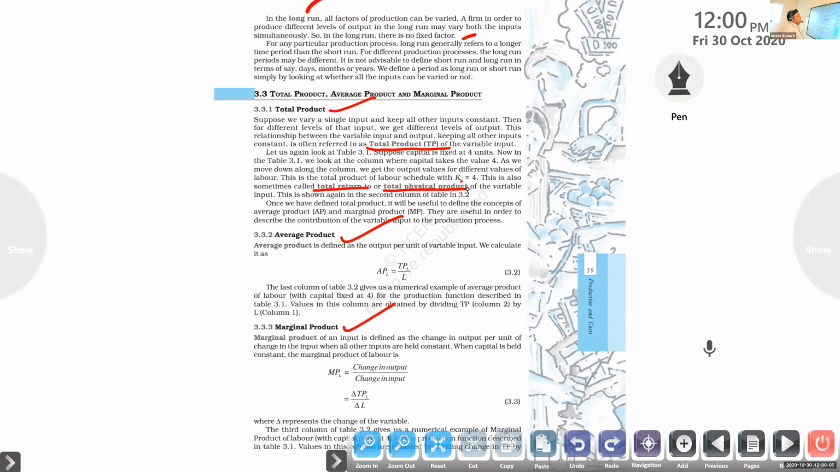These are all one mark answers, so just keep that in your mind: total physical product of the variable input. This is shown again in the second column of table number 3.2, which we will observe. Once we have defined total product, it will be useful to define the concept of average product, AP. Once we understand how total product is produced, we can easily understand the average product and the marginal product. Clear or not?